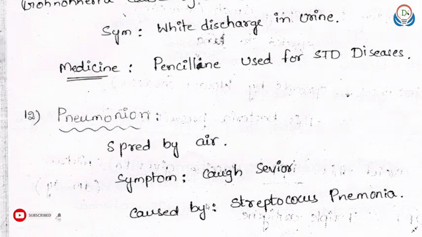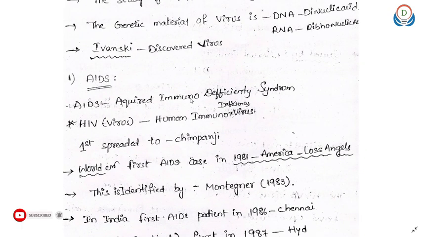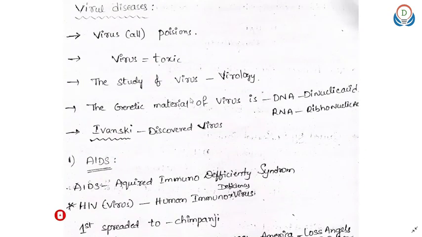So next is about viral diseases. We learn about viral diseases. What are viral diseases? Viruses are all poisons. We know that COVID-19 is also a viral disease.